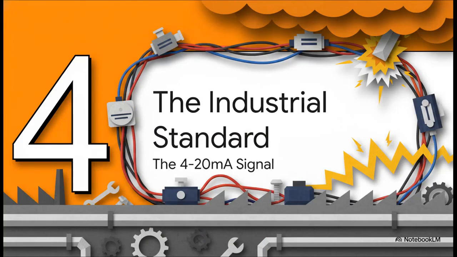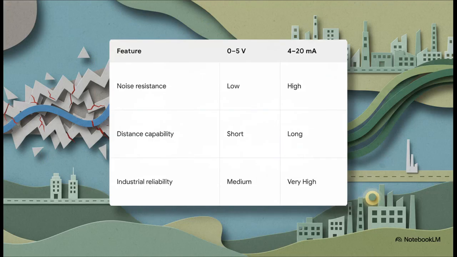And this is where a different kind of hero has to step in. For those longer, tougher, noisier battles, engineers turn to the industrial heavyweight champion, the 4 to 20 milliamp signal. Now, instead of measuring voltage, think of it as electrical pressure. This signal measures the electrical flow, or the current, and that, my friends, makes all the difference. Let's put them head to head.